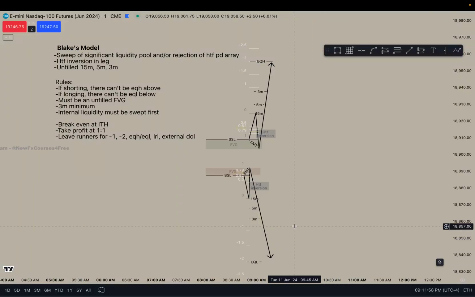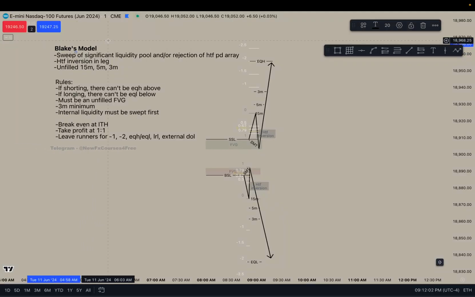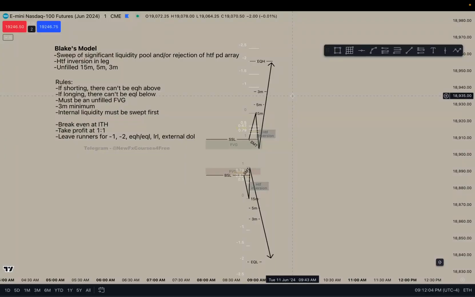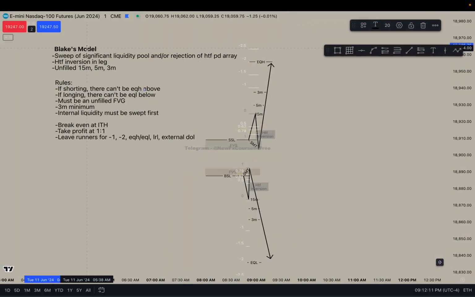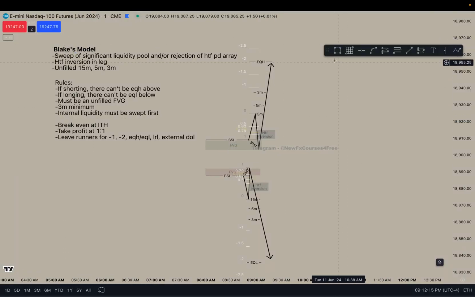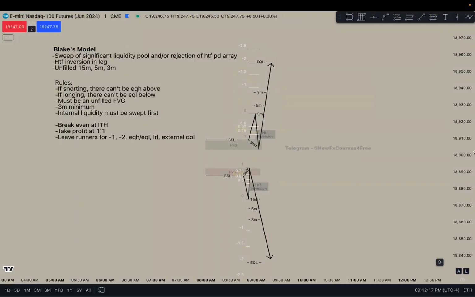Come up with a name for it after. Fuck the trend model. I think Blake's model just has a lot of aura to it. I don't think there needs to be much else. You know what I'm saying?